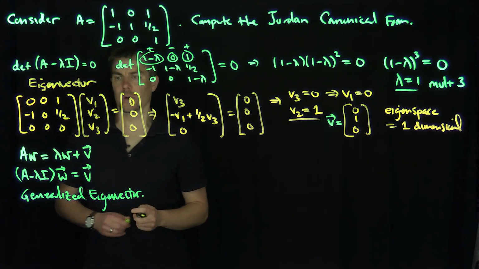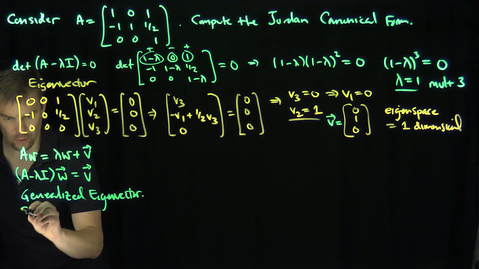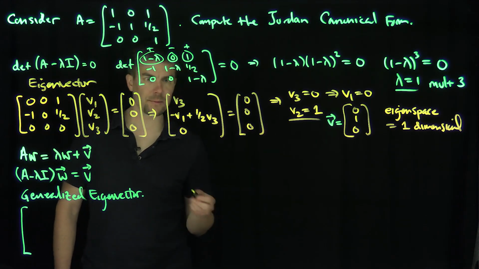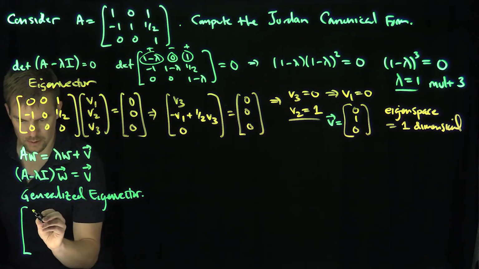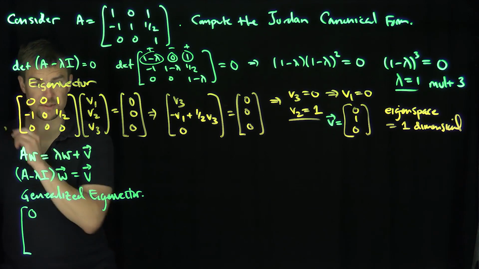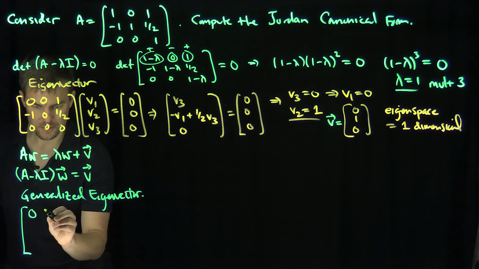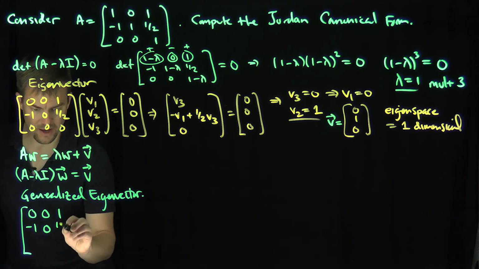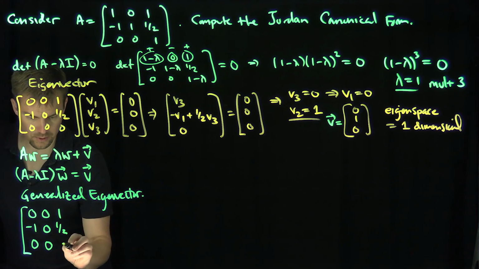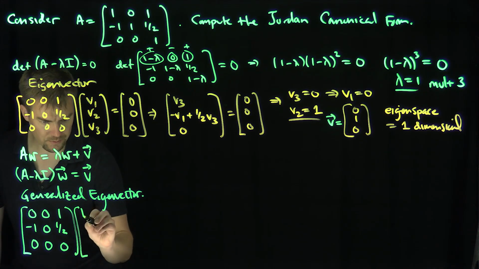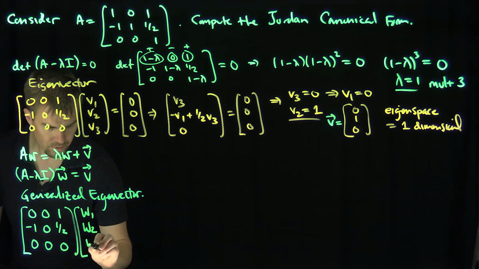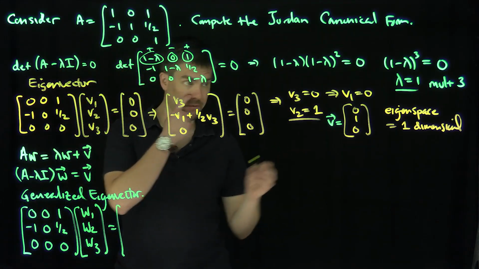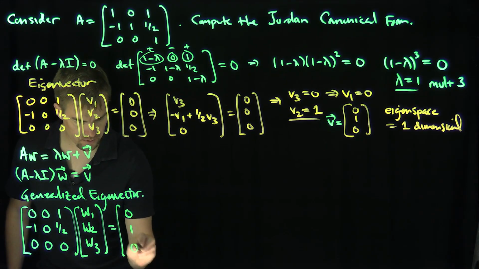Okay, great. Let's look at what that would entail. What will my W vector need to satisfy? My W vector needs to satisfy the following. I have what V is, right? And here's my matrix A minus lambda times identity, where lambda is equal to 1 in this case: 0, 1, negative 1, then 0, 1/2, 0, then 0, 0, 0, applied to W1, W2, W3. It has to be equal to V now. And my V is 0, 1, 0.